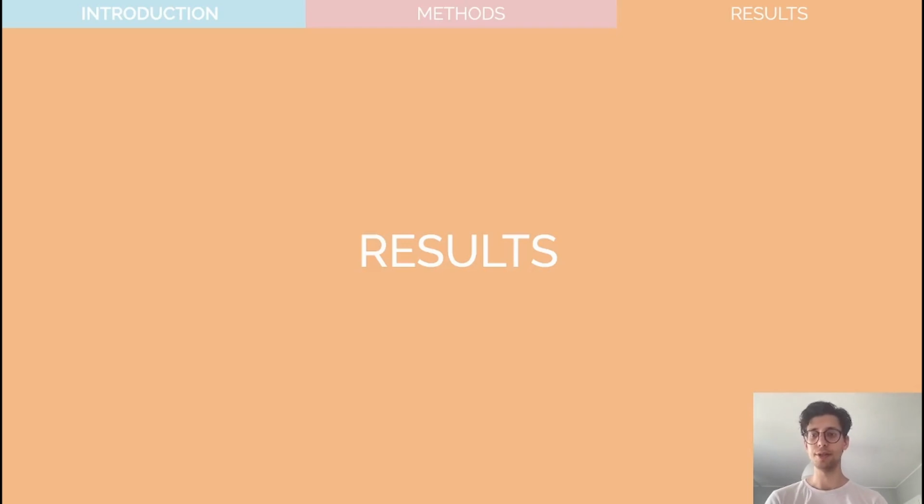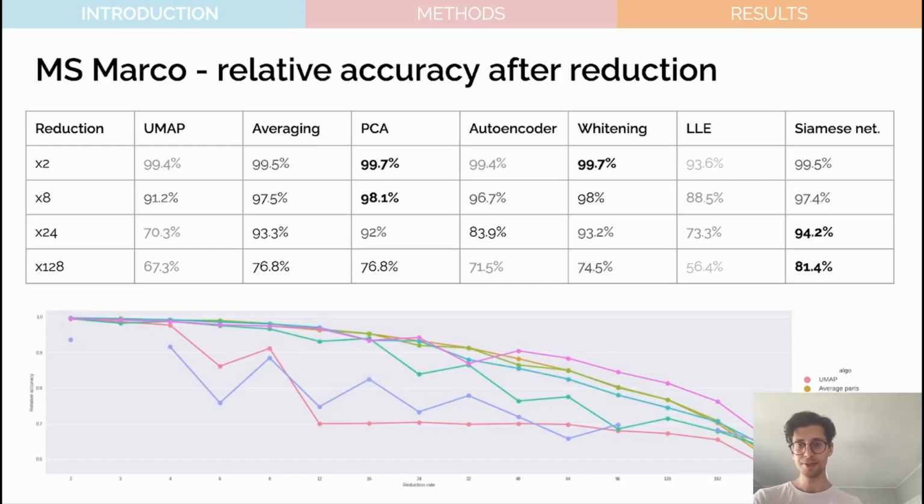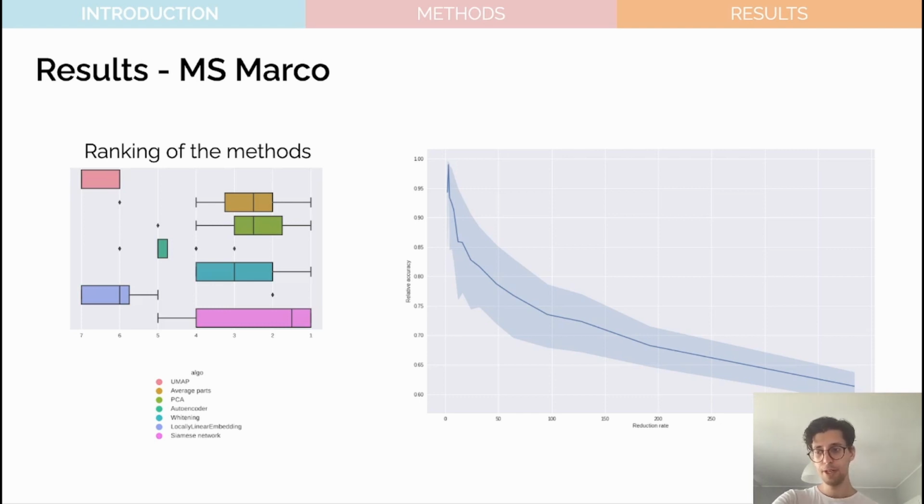So now let's take a look at the results. The first dataset is the MS MARCO, and here we can see that there are two clear leaders, PCA and the Siamese network. The results are, well, I'd say surprisingly good, because it looks like the Siamese network is able to retain up to 94.2% accuracy, even if we reduce the number of dimensions by 24. The three candidates that we will use to assess our methods on the PubMed dataset are the Siamese network, PCA, and the simple averaging. And on the graph to the right, you can see how the accuracy diminishes on the linear scale.